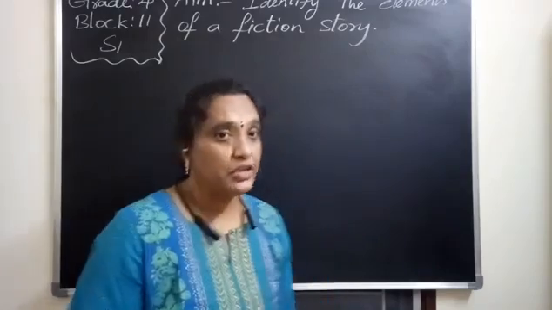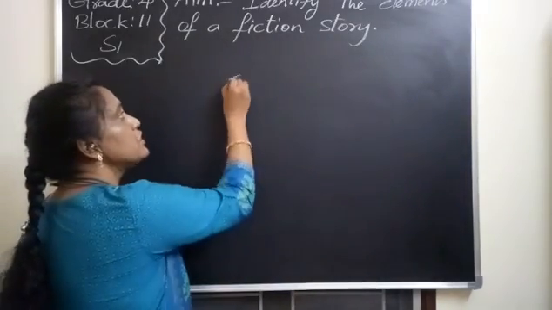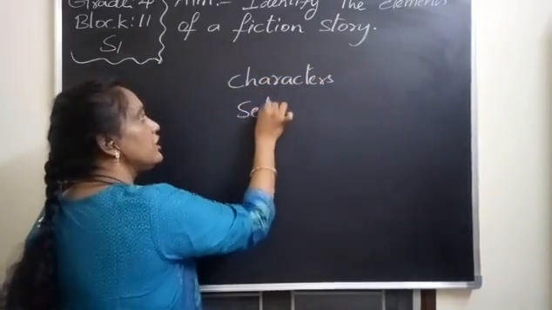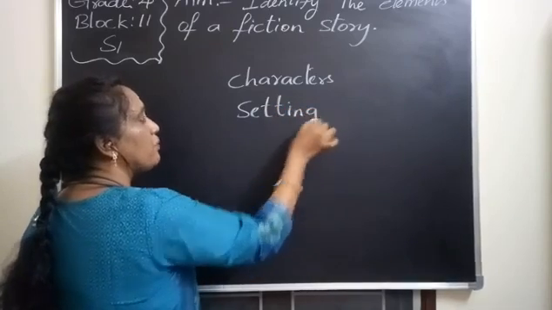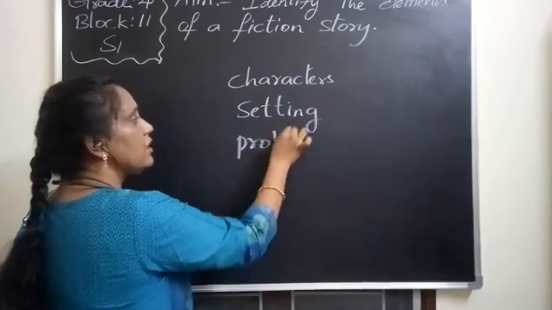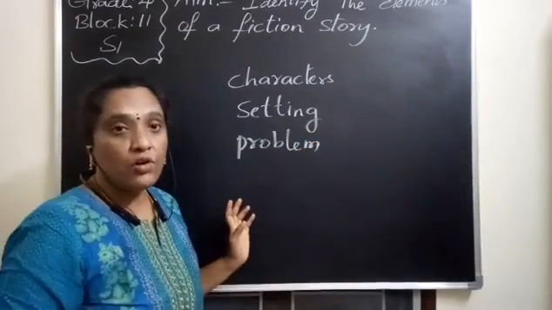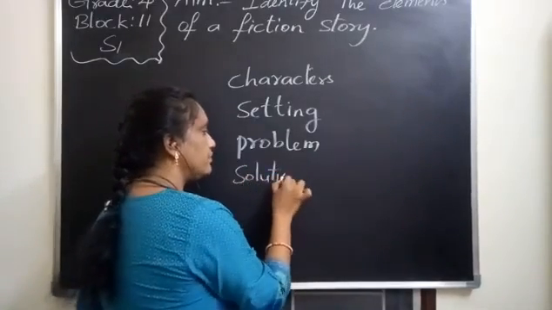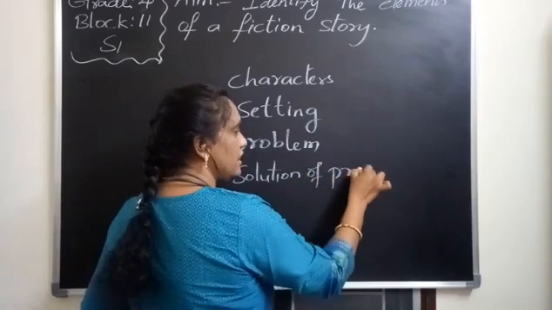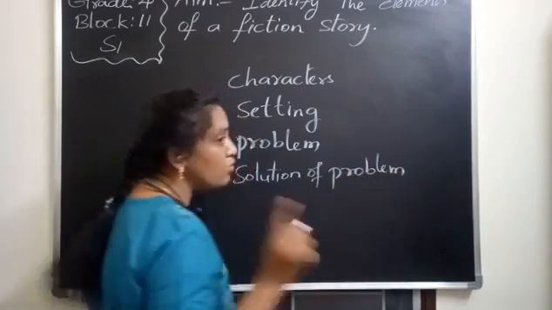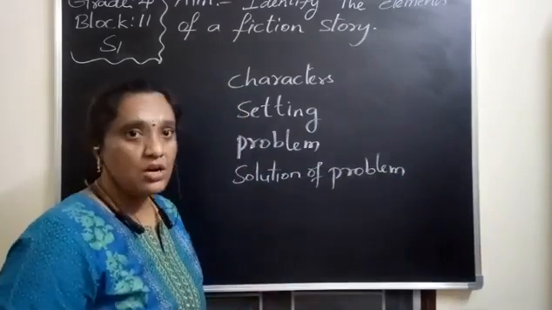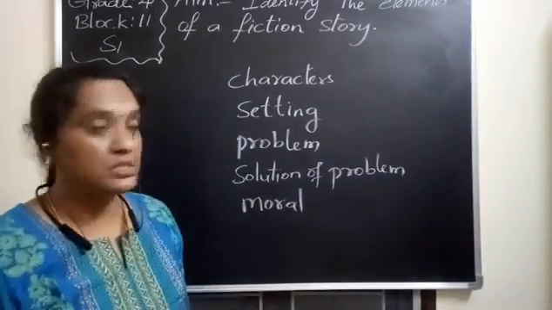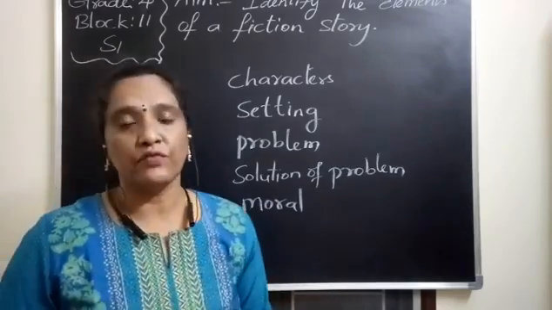As we discussed previously, for every story first of all we take the characters, then the setting of the story, then the problem that is there in the story. After the problem we try to find the solution. After that comes the moral of the story, which we can say is the conclusion. What did you learn from the story? These are normally the elements of a story.